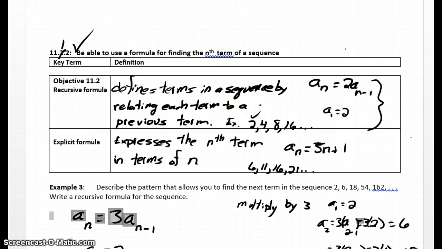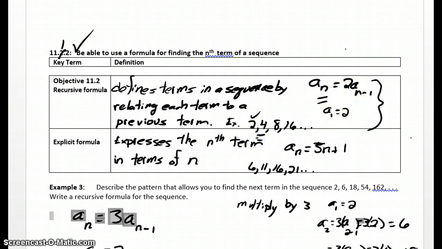So if I want to find the second term, that's a sub 2 then, I'm going to have to take 2 times a sub 2 minus 1. 2 minus 1 is 1, so I'm really saying 2 times a sub 1. Well, I already know what a sub 1 is. It's 2. So I'm really taking 2 times 2 to get the number 4.